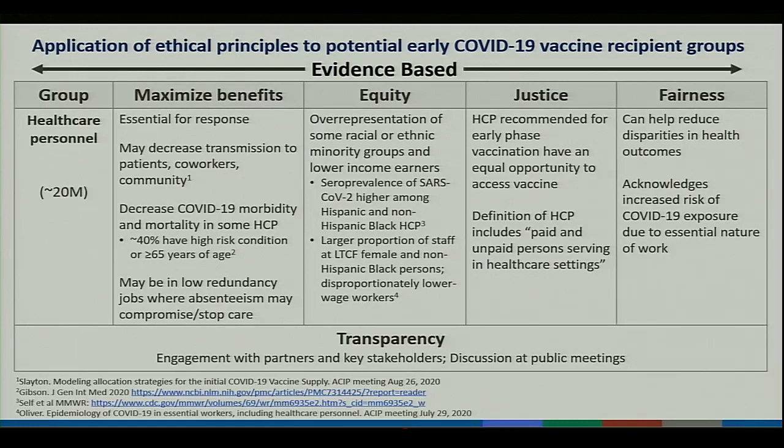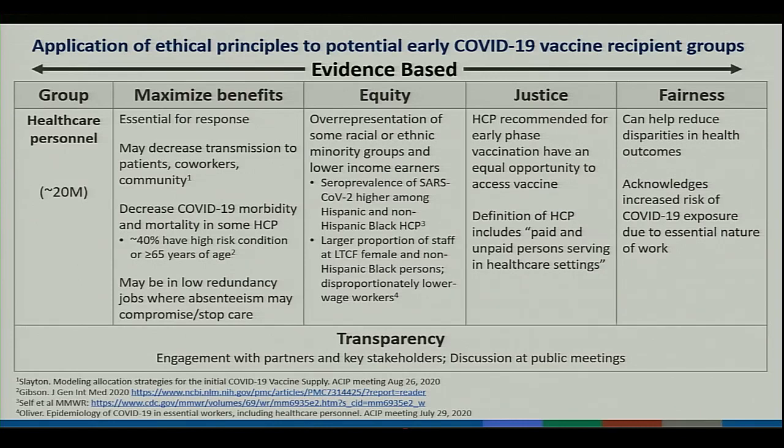So first, for healthcare personnel, under maximize benefits, healthcare personnel are essential for the response. Protecting healthcare personnel may decrease transmission to patients, coworkers, and the community, and may decrease morbidity and mortality among this population. We know that nearly 40% of healthcare personnel have a high-risk condition or are 65 years of age and older, and they may serve in low redundancy jobs where absenteeism may compromise care. Under equity, there is an overrepresentation of some racial or ethnic minority or lower income earners. The seroprevalence is higher among Hispanic and non-Hispanic Black healthcare personnel, and a larger proportion of staff at long-term care facilities are female, non-Hispanic Black persons, and disproportionately lower wage workers.